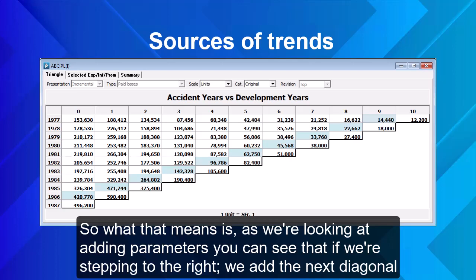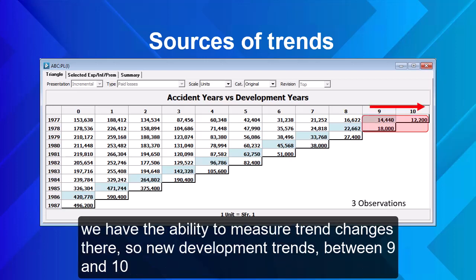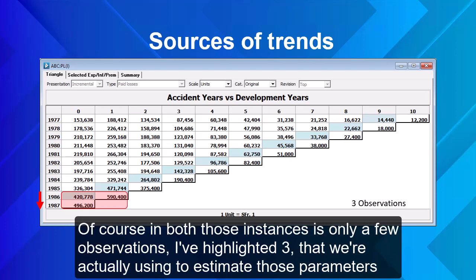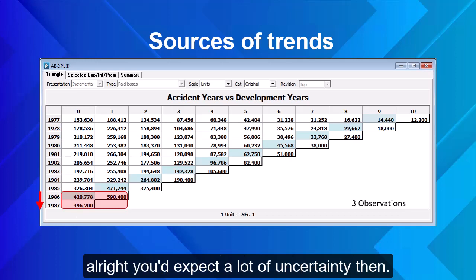So when we're looking at adding parameters, if we're stepping to the right and then we add the next diagonal, we're getting the ability to measure trend changes there, new development trends, so between 9 and 10. Similarly, when we step forward down the accident direction, we can potentially add a new parameter between 1986 and 1987. Of course, in both those instances, there's only a few observations, and I've highlighted 3, that we're actually using to estimate those parameters. So you'd expect a lot of uncertainty there.